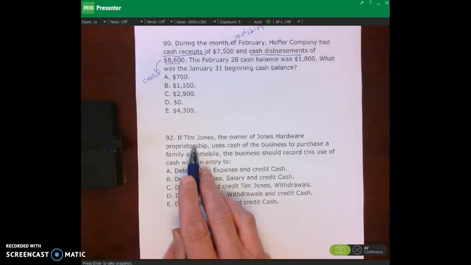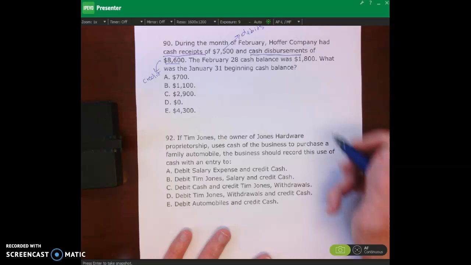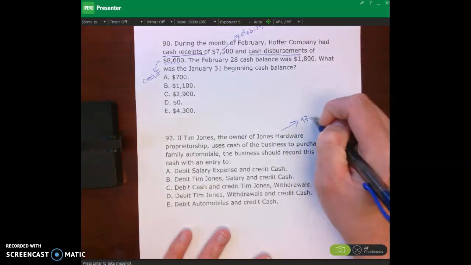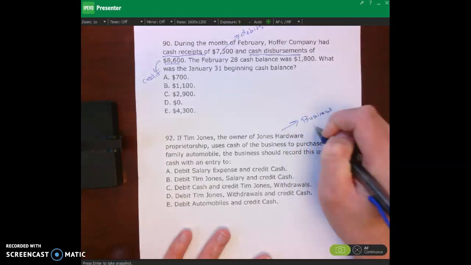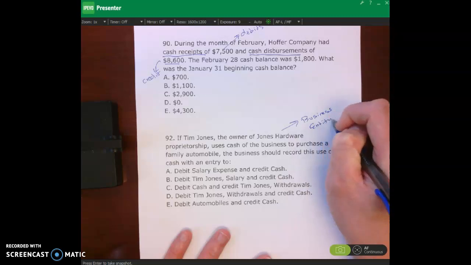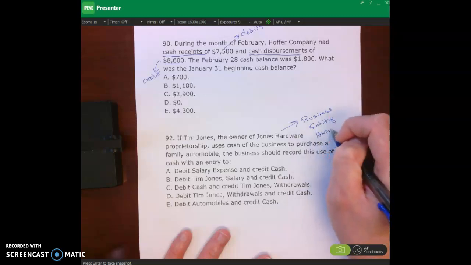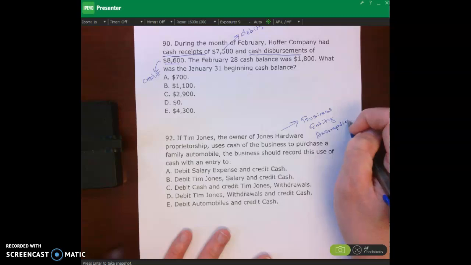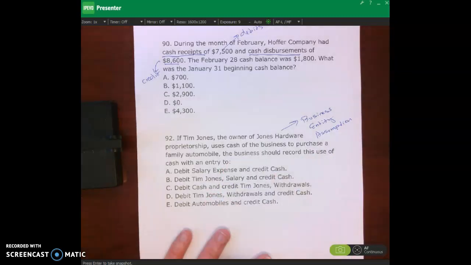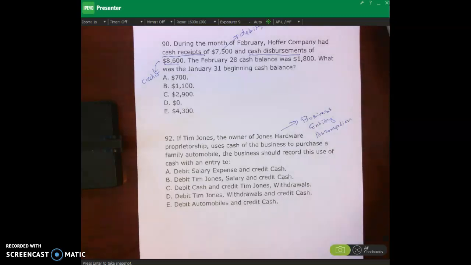And then look at number 92. You need to think about the business entity assumption when solving this problem. I want you to pause the lecture video and do those two, but keep those two hints in mind when you're solving it.